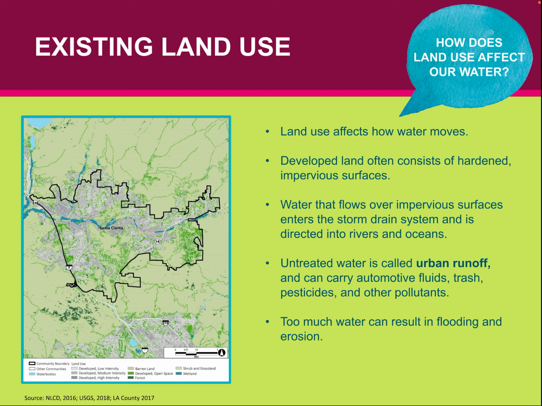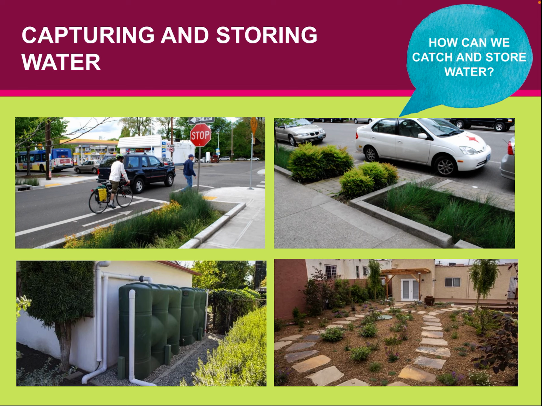If we look, the green areas are developed open space, meaning man-made parks, as well as other such things. And then the dark green is natural forests, of which there is not much within the existing boundaries of the community. And then the blue is wetlands. So as we can see, the vast majority of the Santa Clarita region consists of developed land, which is where the concern of urban runoff comes from.